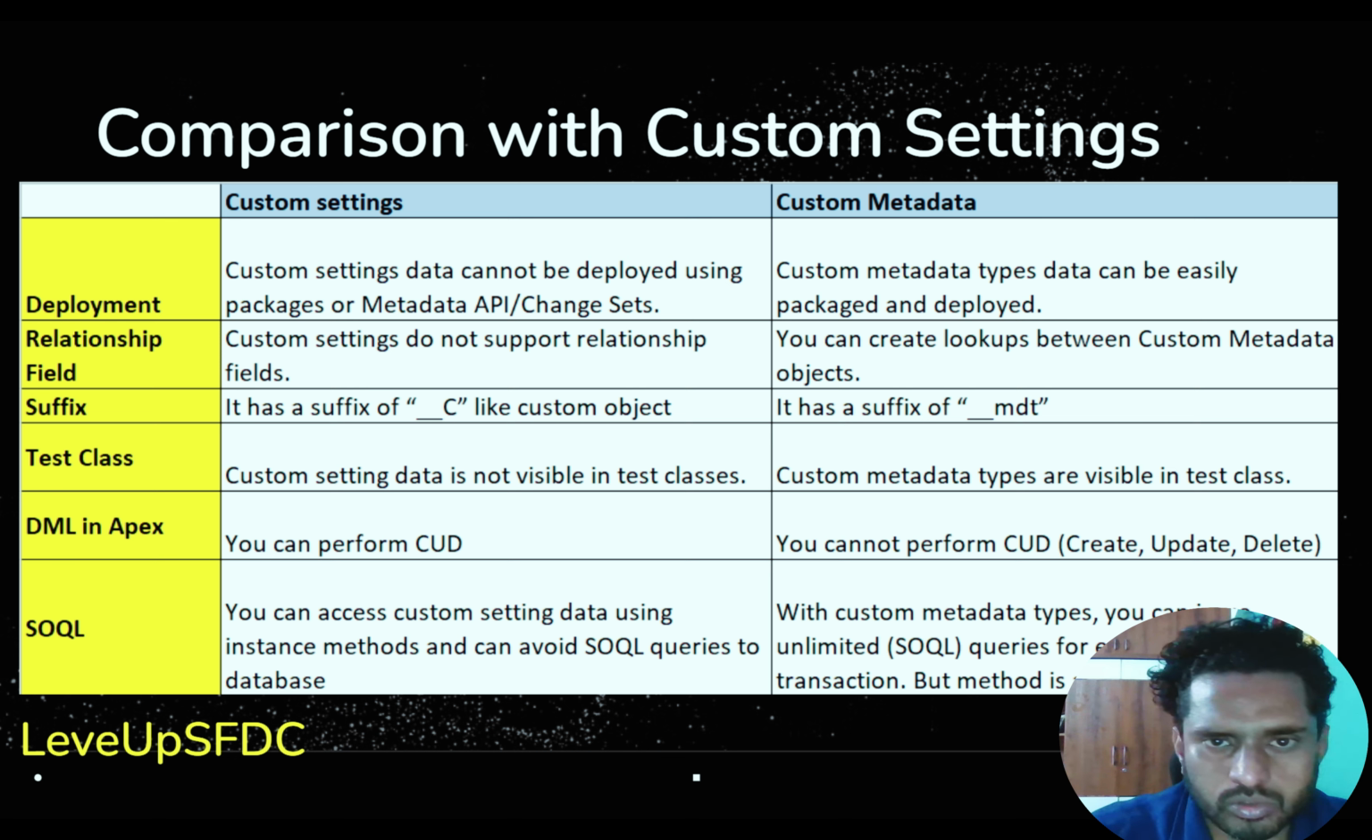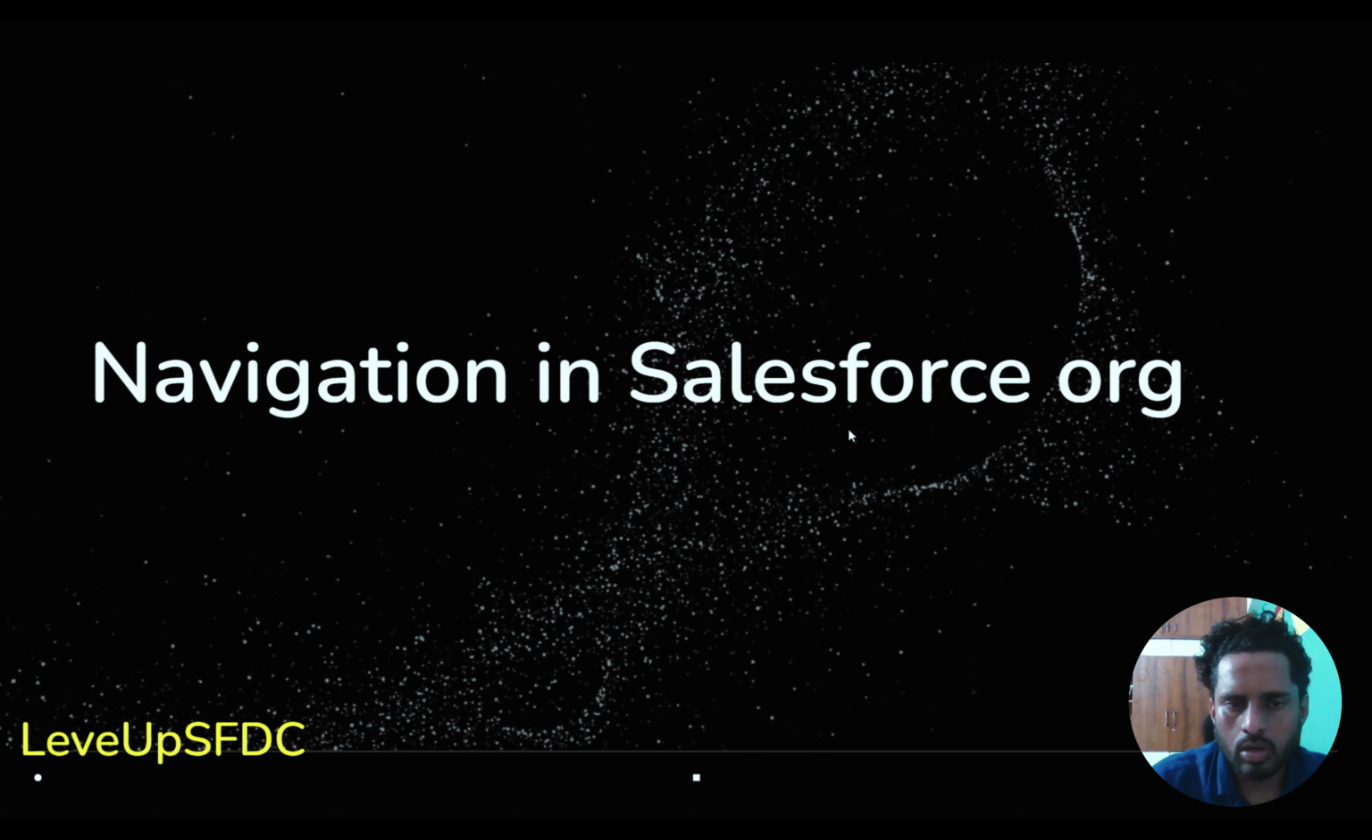And when it comes to SOQL, we already discussed metadata queries are not counted against the governor limits. But for custom settings, we don't have to write the SOQL queries, but we have the inbuilt methods which can be used to access the data within the settings. Now let's talk about the navigation part in Salesforce. How do we navigate to the metadata records? So how can I create a metadata record, or how can I view the records within the metadata?